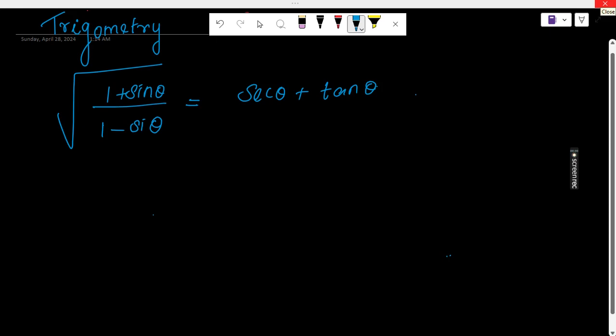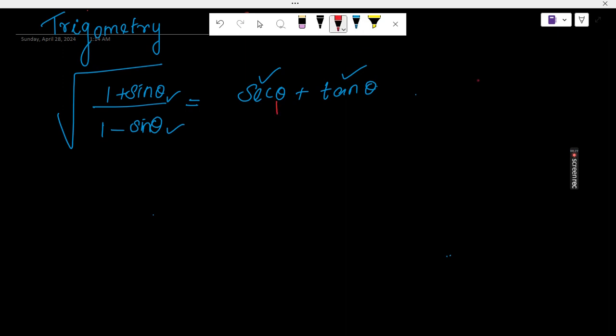Good evening. We have a question from the trigonometry topic. The square root of (1 plus sine theta) divided by (1 minus sine theta) is equal to secant minus tan. So here we have a root, and see this numerator and the denominator, right? And look at this RHS. We have secant and tan, right?